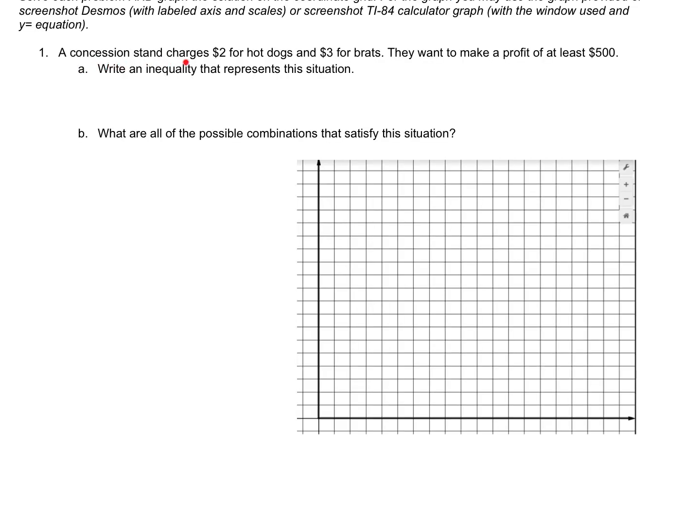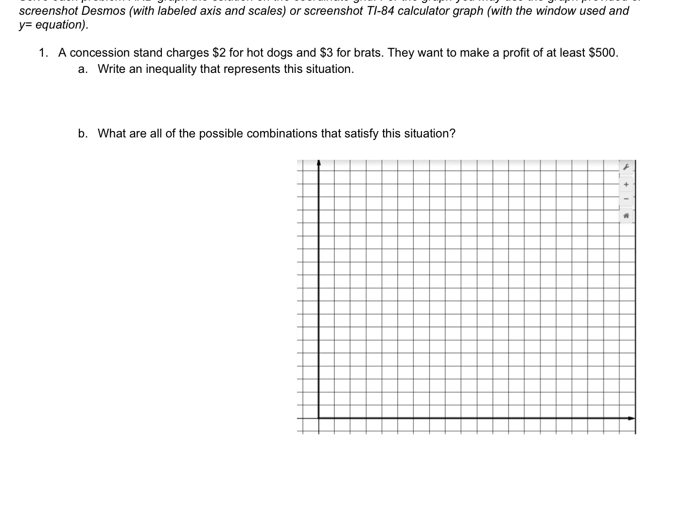A concession stand charges $2 for hot dogs and $3 for brats. They want to make a profit of at least $500. Start by writing an inequality that represents this situation. Take a moment and figure out what that inequality would look like. Otherwise, that's going to look like this.